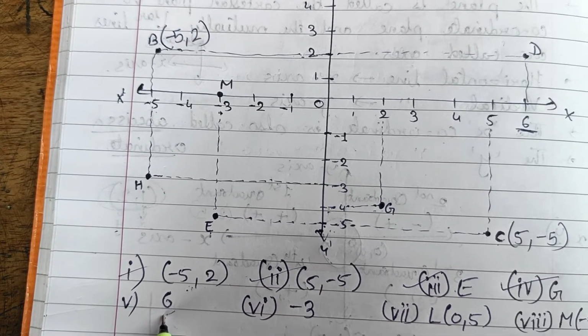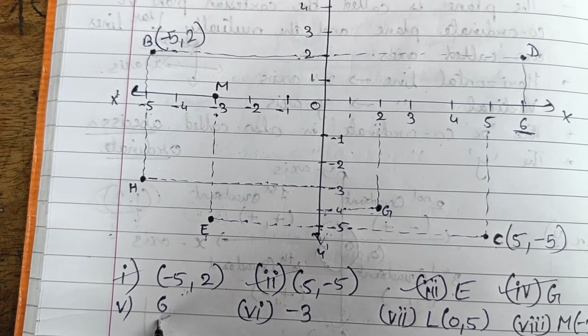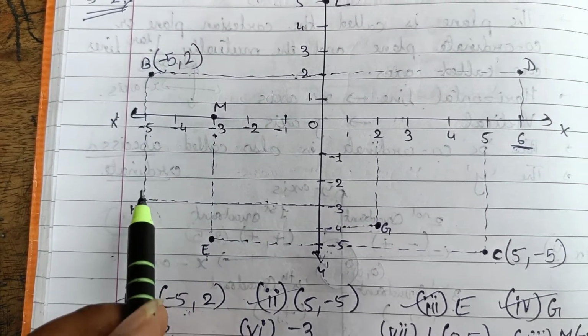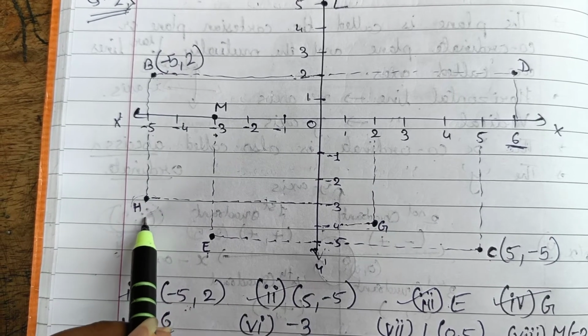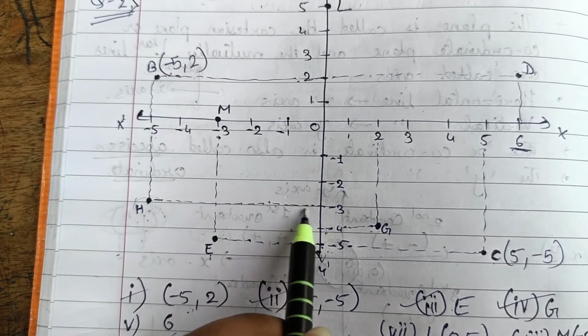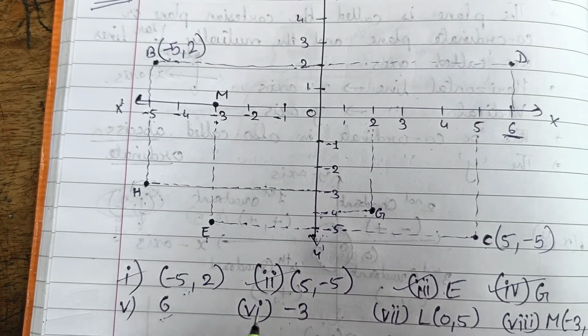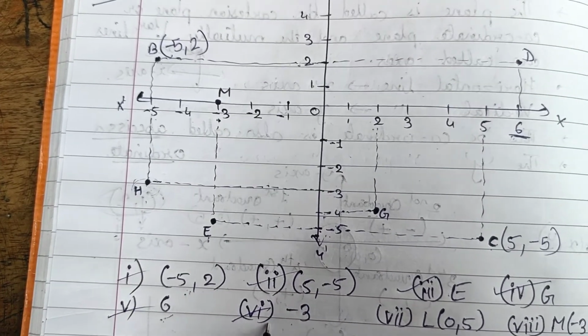Now your next question is the ordinate of point H. Ordinate means y coordinate. So search for point H. Here it is point H, and search for y coordinate, and the value of y coordinate is -3. So your ordinate for y is -3. So we are done with 6th also.